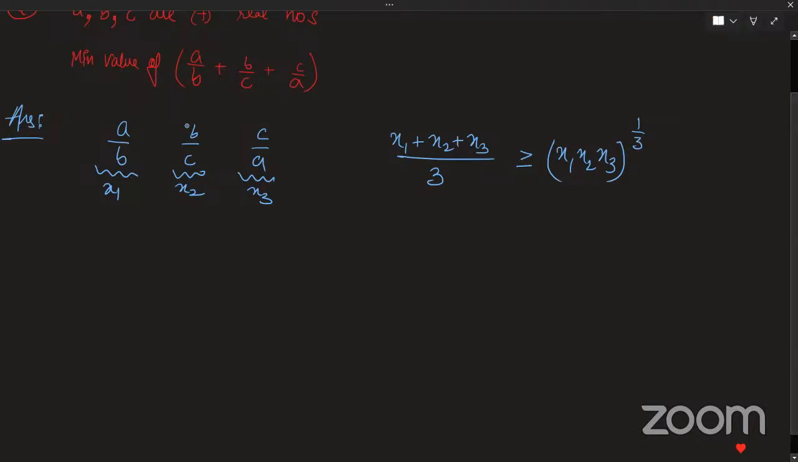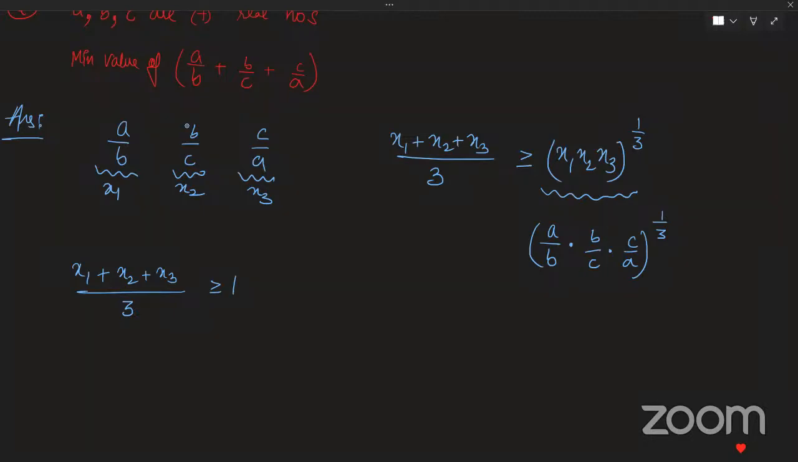So what will be my immediately next step? Anyone can tell me? Sir, A by B into B by C into C by A. What is this thing? Correct, it is 1. So what is my minimum value of x1 plus x2 plus x3? 3, sir. Okay, great. 3.